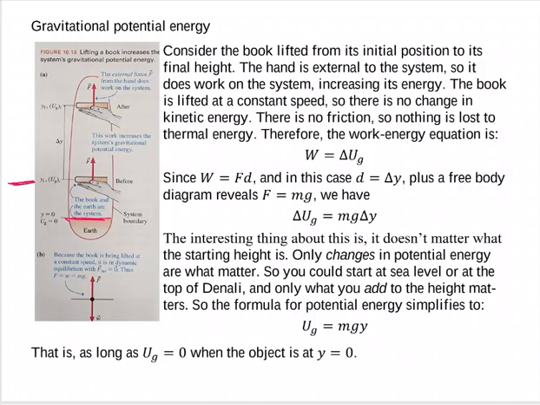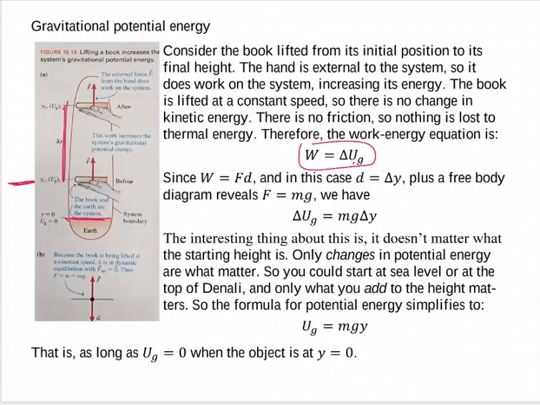So therefore, the work-energy equation is this in this situation. The work-energy equation is always what we started with a couple of sections ago, and then we reduce it down to whatever we're dealing with in the current situation. So in the current situation, we have work equals change in gravitational potential energy. Now, since work is equal to force times distance, and in this case the distance is delta y, where we started to where we finished, that's our delta y right there.